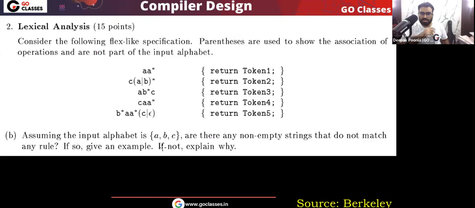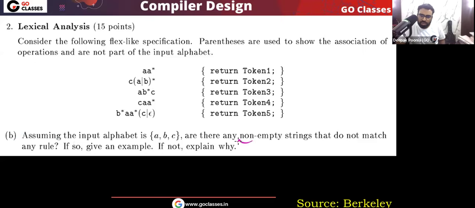To solve this type of question, always start from the minimum length string and go step by step. The question is asking: is there any non-empty string, meaning a string of length at least 1, that does not match any rule? Let me give you a hint to solve this type of question.